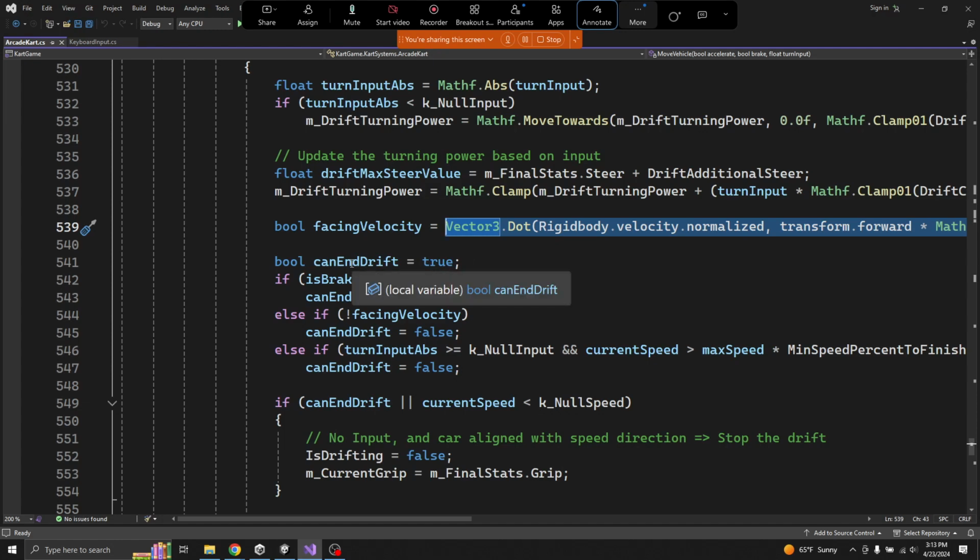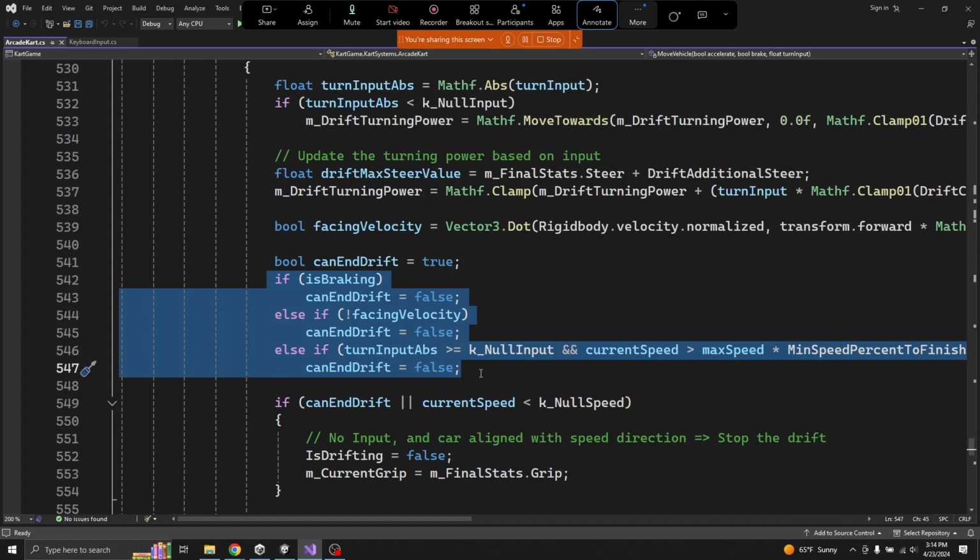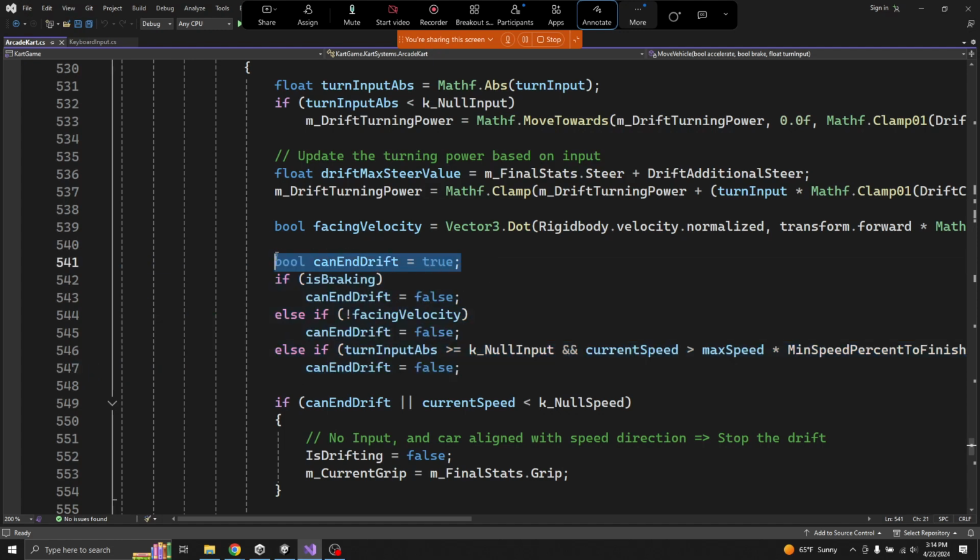All right, so can end drift. Sometimes you'll see this where they're declaring a variable. We're declaring this bool and setting it equal to true. You might think that's kind of weird. Well, it's creating it as true, but now we're going to go through a few situations and do some checks. If this is a situation, it turns false. If this is a situation, it turns false. If this is a situation, it turns false. And if none of those actually happen, it just stays true.